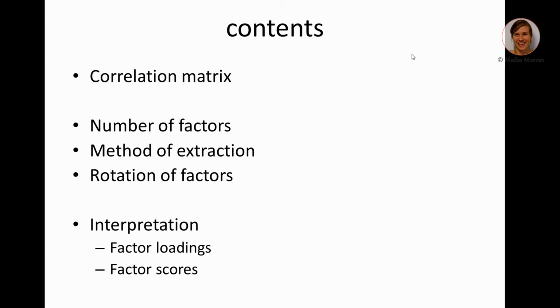We will discuss in the video how you can use the correlation matrix as a first step to factor analysis. We discuss some of the choices that you have to make before conducting an analysis: the number of factors, the method of extraction, how you will extract these factors, and whether you will rotate these factors and how you will rotate them. Lastly, we will say something about the interpretation of the factor loadings and the factor scores.